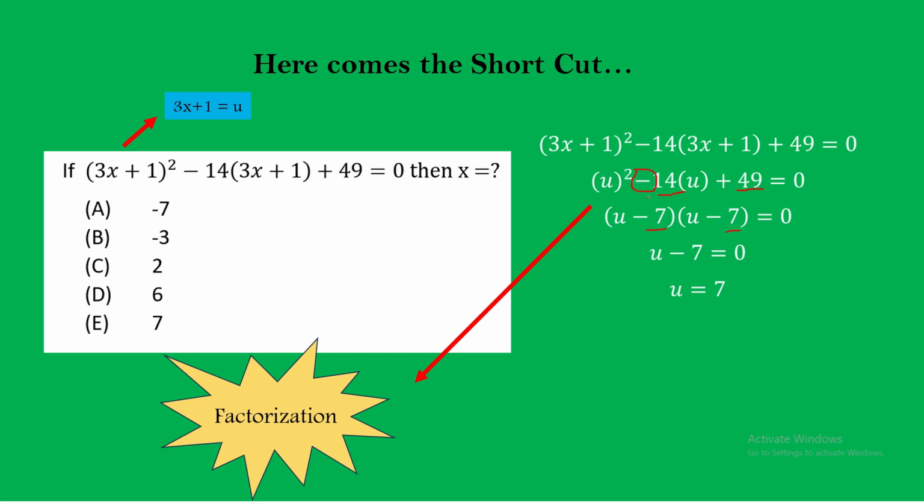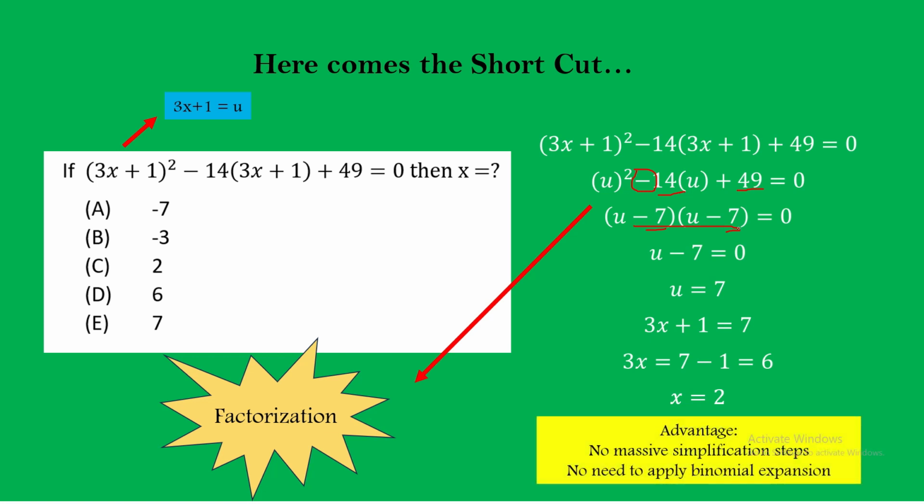As you can see, we have a minus sign with 14u. So this means our factors will be minus 7 and minus 7. So now the value of u will be obtained, which comes out to be 7, and then the value of x will be determined. So there are two advantages of this shortcut method. Number one, no massive simplification steps are required, and number two, there is no need to apply the binomial expansion formula.